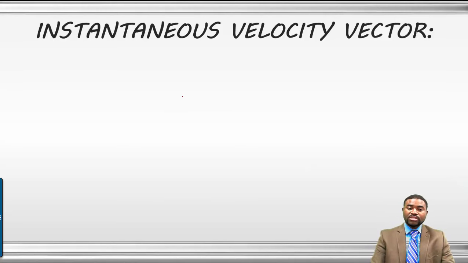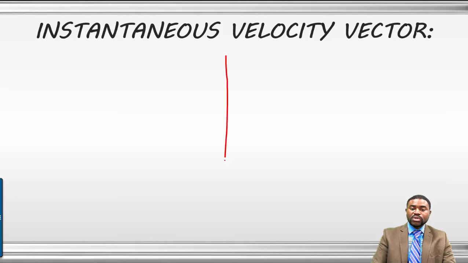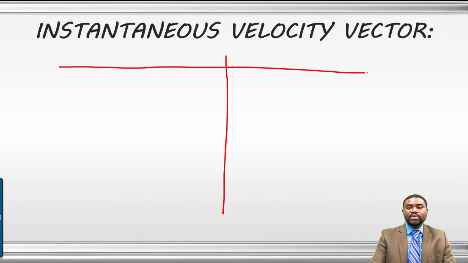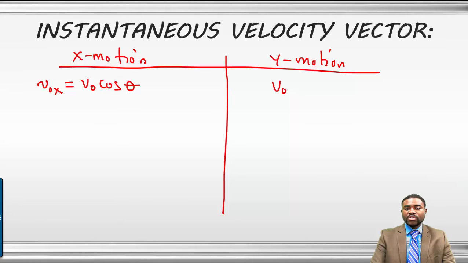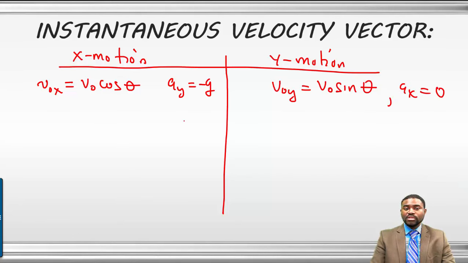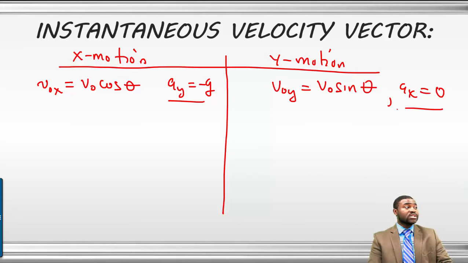Let's look at the instantaneous velocity vector. This is also another interesting one. We are going to analyze the x motion separately from the y motion of the object. We initially know that V0x is V naught cosine of theta and V0y is V naught sine of theta. We know that a_y is negative g, and we know that a_x is zero. These statements are true irrespective of what kind of projectile you're dealing with, as long as air resistance is zero.